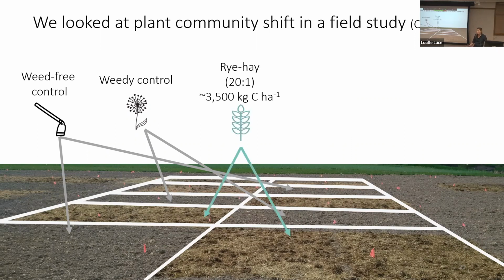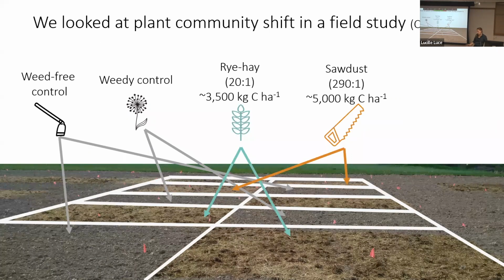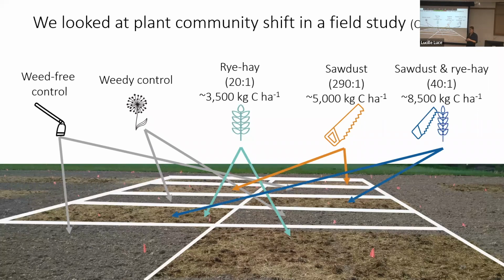Then we had a rye hay treatment, a sawdust treatment, and then a treatment where we added the sawdust and rye hay together. And so you can see these are increasing in total amount of carbon, but the C to N ratio is actually highest in our sawdust amendment treatment. So this let us kind of tease apart whether total carbon added to the soil or the C to N ratio was more important for nitrogen immobilization and weed control.